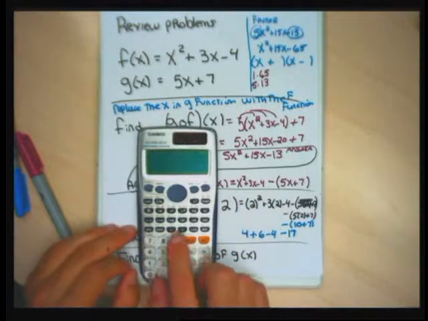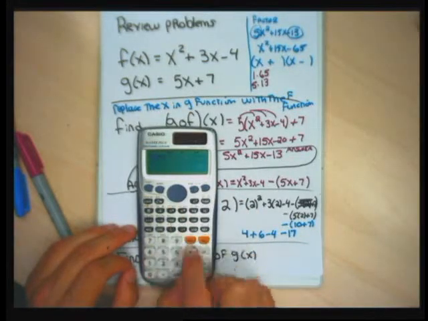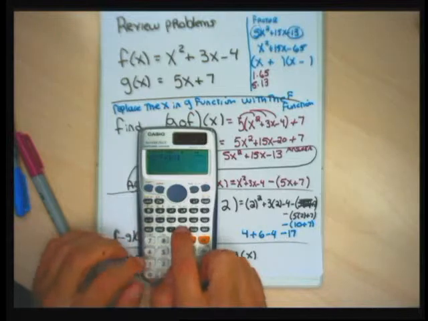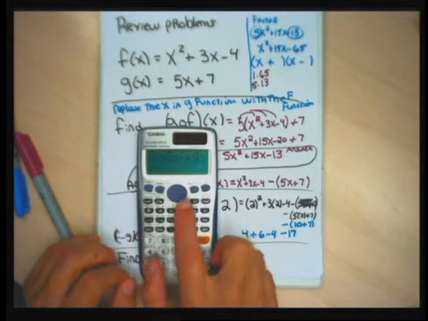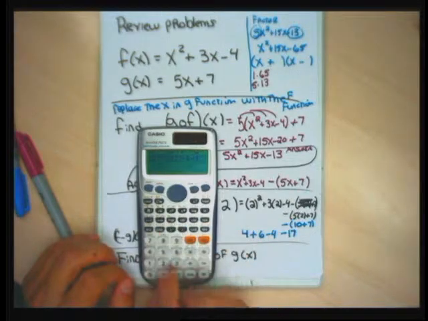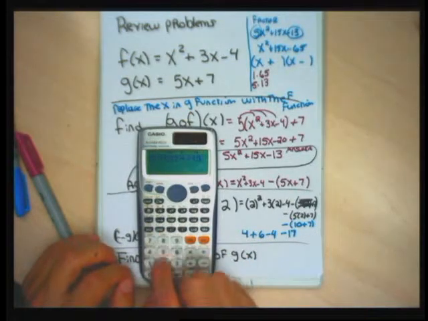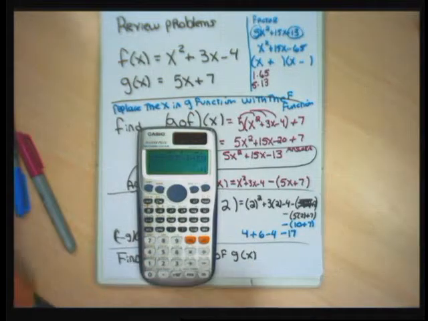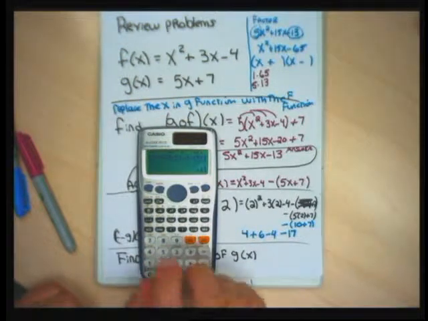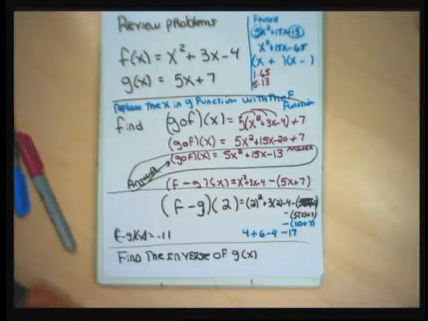I could have just done parentheses 2 squared plus 3 times 2 minus 4, minus parentheses 5 times 2 plus 7 and my parentheses. So it gives me the same negative 11. I don't care if you do it by hand or use your calculator. So that's 2 of the 3 review problems I wanted to do.